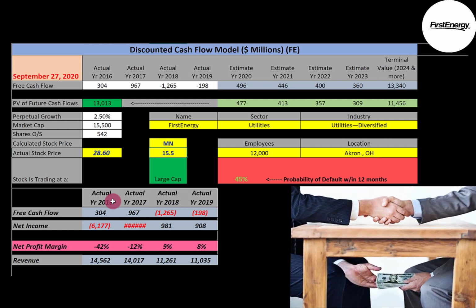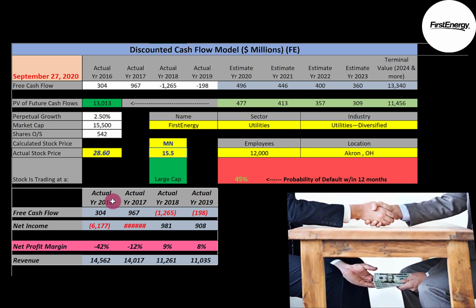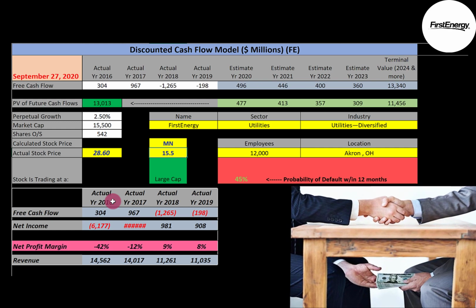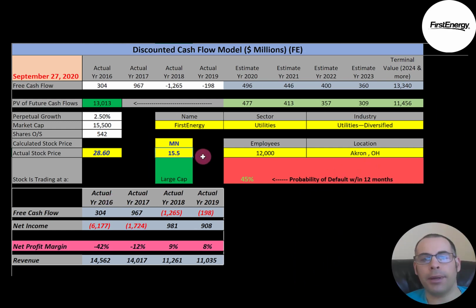These are the type of things you can't really predict. A company can be flourishing and stock price can be going up, but then something like this happens and it could kill the stock. But people forget pretty quickly. Their market cap is $15.5 billion, so they're a large cap company. They're trading at $28.60 a share, and they have 542 million shares outstanding.